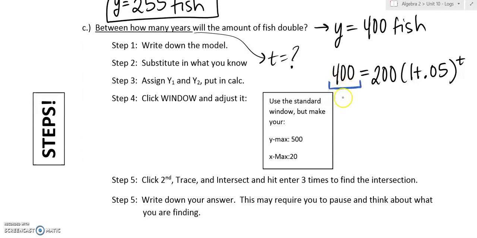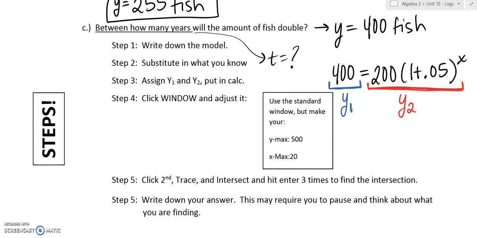This is where you type in the calculator. You type this 400 into y1, like we normally do. This is the weird part: you type this other piece, this red piece right here, into y2. t is just a variable. If that confuses you, you could put an x there, that's all your calculator has is a little x button.